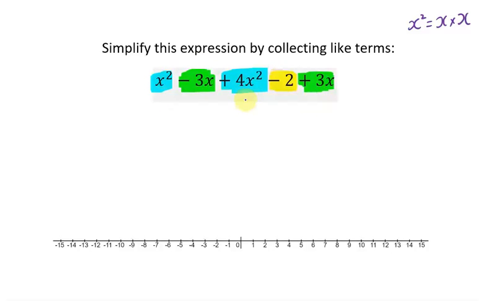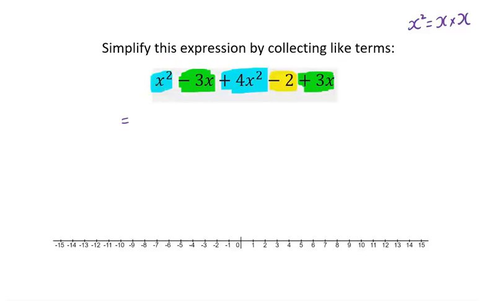Now, because we have three different types of terms and three different colors in our expression, we know that we're going to have three terms in our answer. If we have three different types of terms in the question, we'll have three different types of terms in the answer. So let's have a look at our x squared terms first.